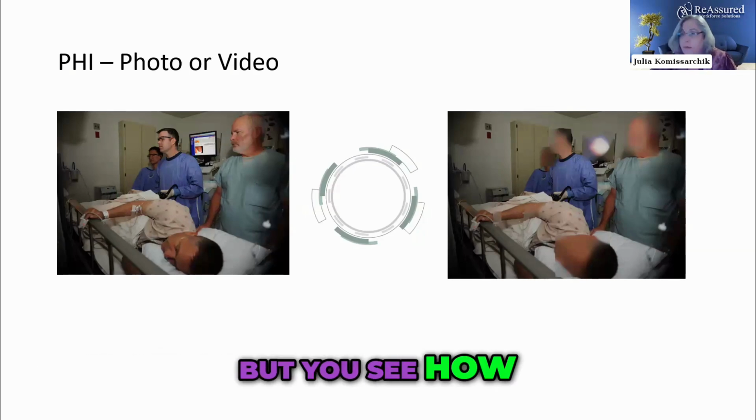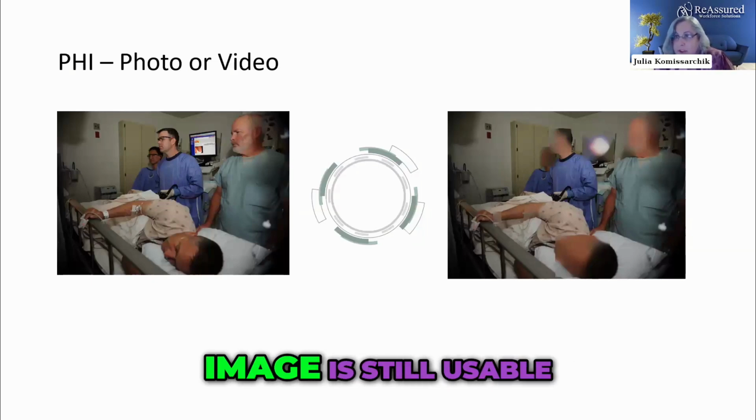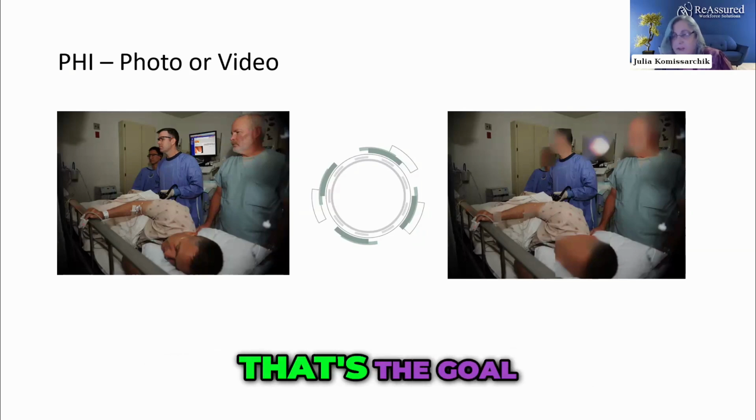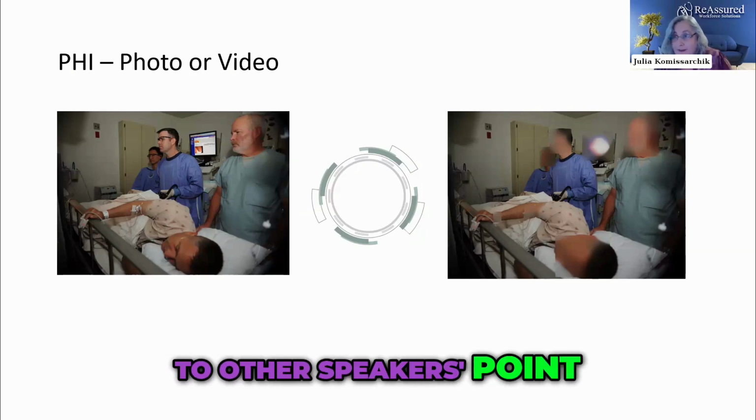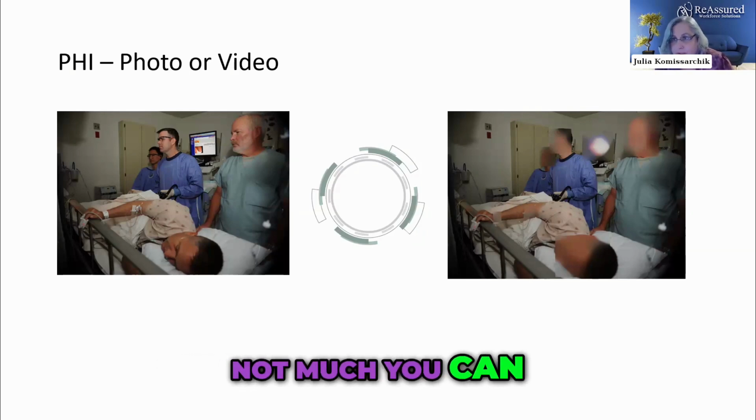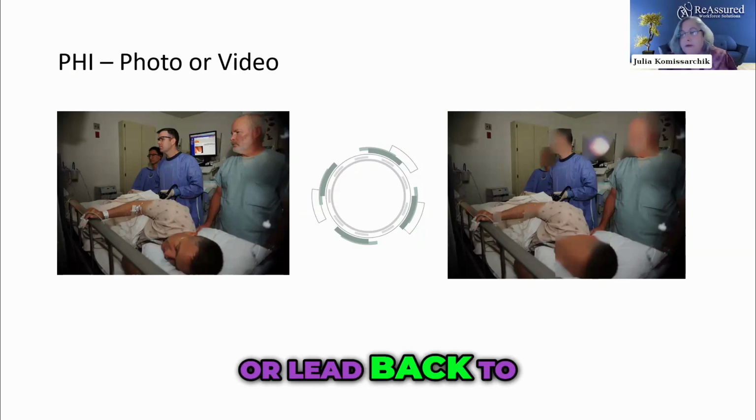But you see what we're discussing by de-identification is, how do we make it so that the image is still usable, but at the same time it doesn't lead to any particular patient? That's the goal. Because then, to other speakers' point, it becomes not very interesting for the bad guys. There's not much you can use here, right? Nothing to blackmail or lead back to the patient.